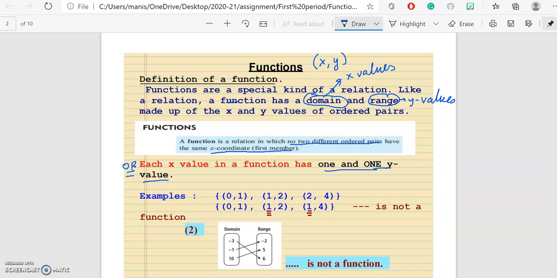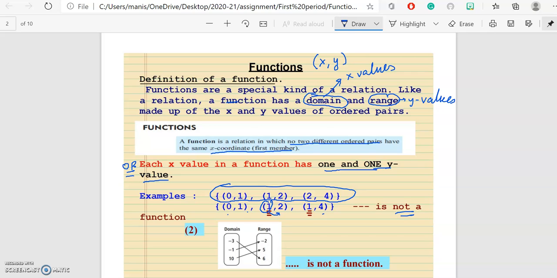For example, now look at this example over here. It says (0, 1), (1, 2), (2, 4). Another example over here says (0, 1), (1, 2), (1, 4). So in this case, if you look over here, this x is paired with 2 and it is also paired with what? 4. This is not a function.